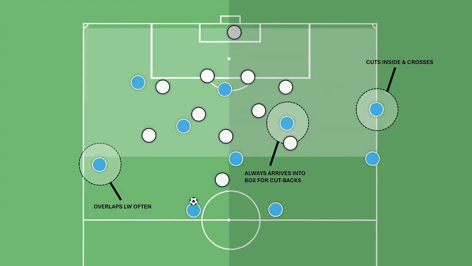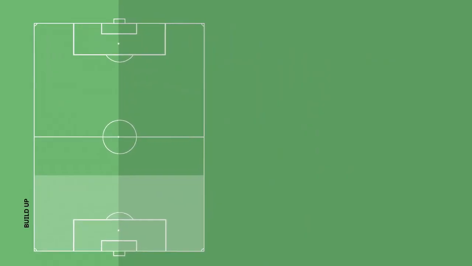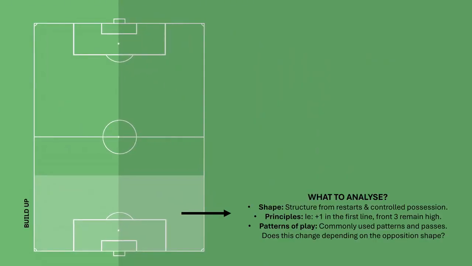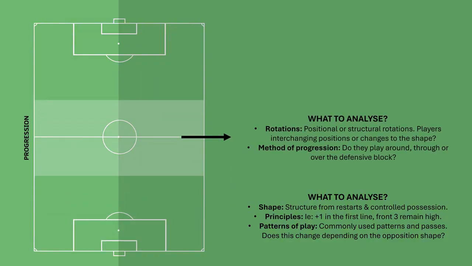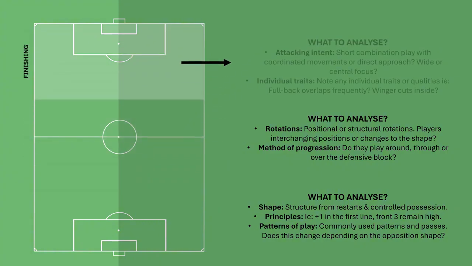So to summarise what we're looking to analyse during the in-possession phase, in build-up we want to identify team shape, structure and any key principles. During the progression phase we want to know any positional or structural rotations and how a team progress the ball into the final third. More specifically, do they play around, through or over the defensive block? And in the finishing phase, we want to identify a team's attacking intentions from short to direct play, noting any frequently used coordinated movements, as well as analysing key traits and qualities of individual players.